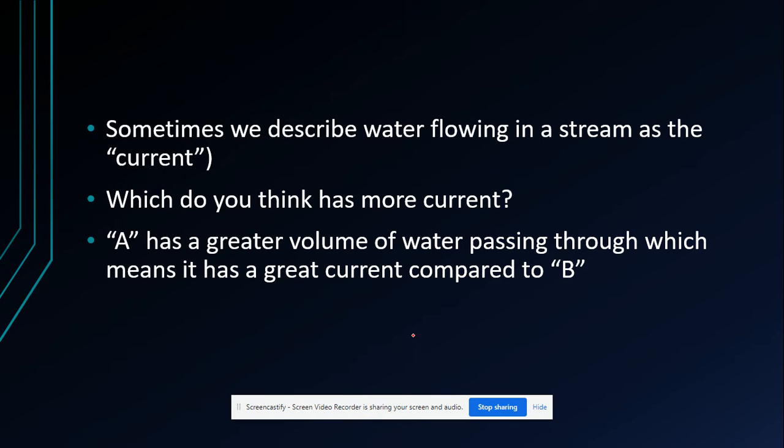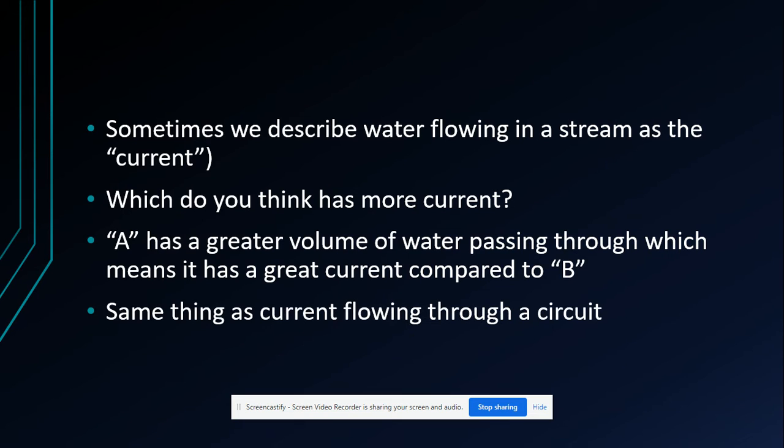So if you said A, that's right. It has more water passing through one point. So if you just put a point on that brook and watched how much water passed through, more water would go through there than if you picked one point on picture B. Same thing as current flowing through a circuit.